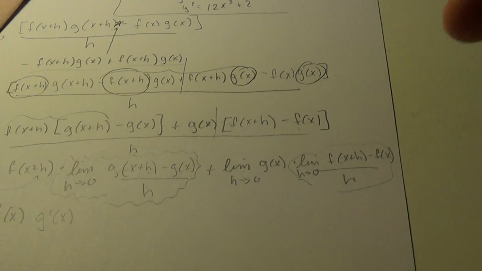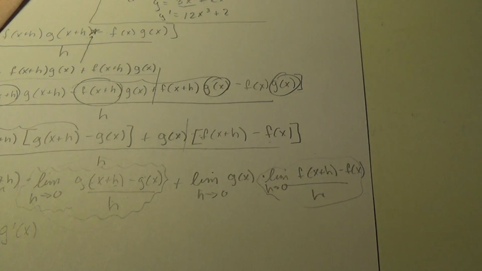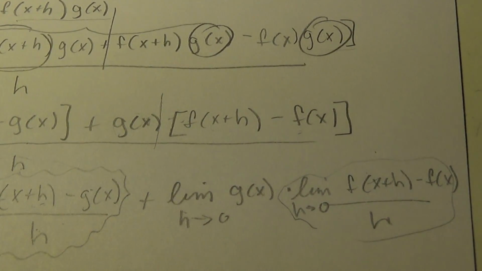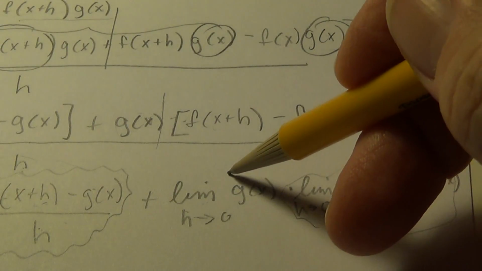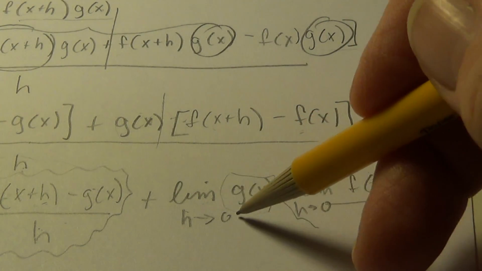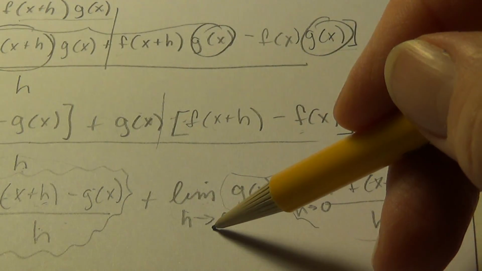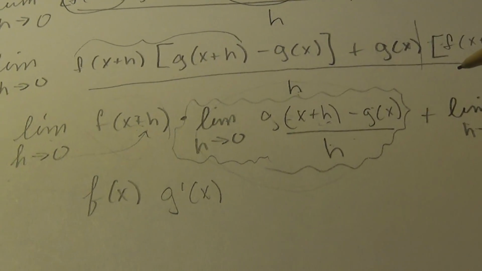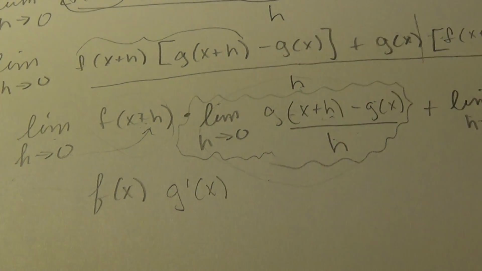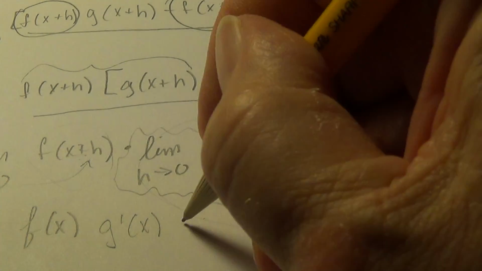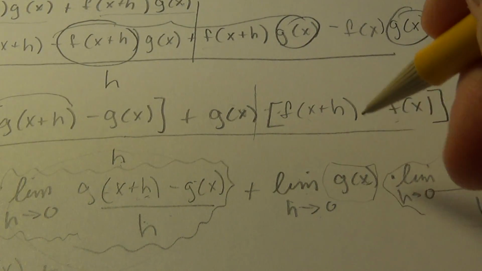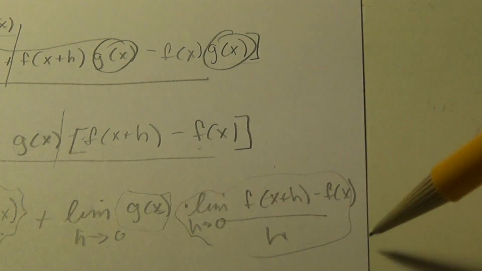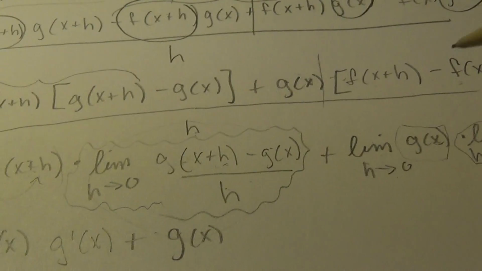And then over here, the limit as h approaches 0 of g of x. Well, g of x has no h in it, so it is not affected by h approaching 0. So that limit is just g of x. And there's a plus sign, don't forget. When we get over here, this is just g of x, and this expression is the derivative of f.